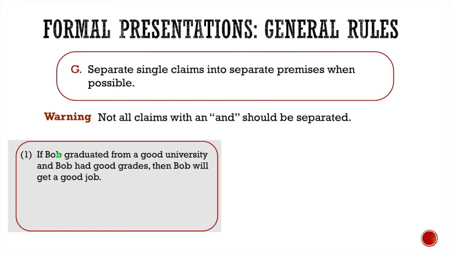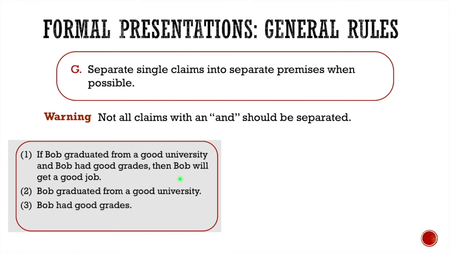Premise 1, if Bob graduated from a good university and Bob had good grades, then Bob will get a good job. Premise 2, Bob graduated from a good university. Premise 3, Bob had good grades. Conclusion, therefore Bob will get a good job. Now, this "and" doesn't indicate that this premise should be separated into two premises.